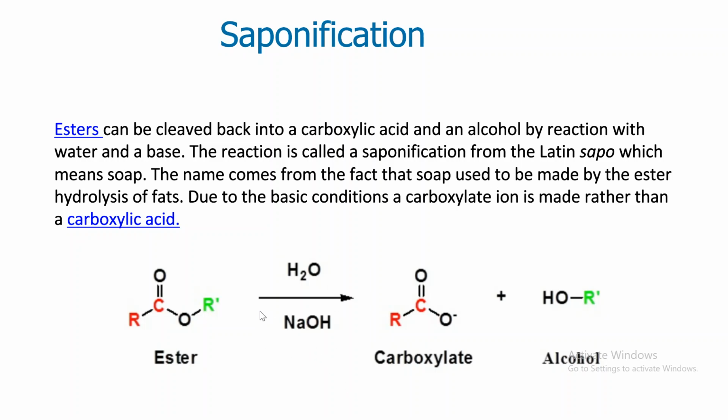So, the base here would be NaOH. The reaction is called saponification, from the Latin sapo, which means soap. The name comes from the fact that soap used to be made by the ester hydrolysis of fats. That's why it's called saponification, because the esters have been hydrolyzed. Now, due to the basic conditions, a carboxylate ion is made rather than a carboxylic acid. Because this is NaOH, the OH is going to remove the H of the acid, giving it a negative charge. Make sure to write that description in our lab report template.